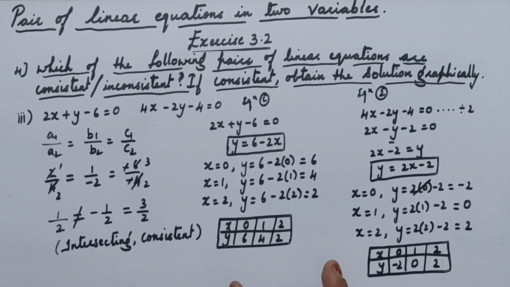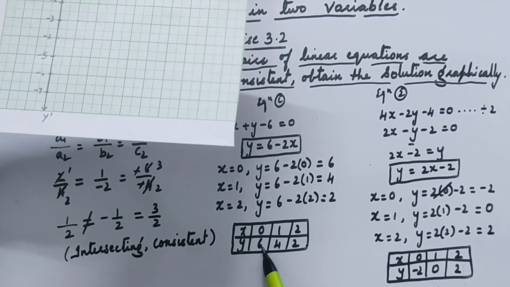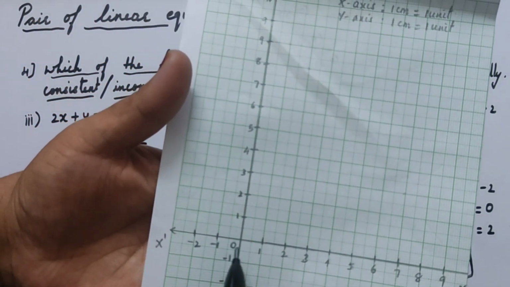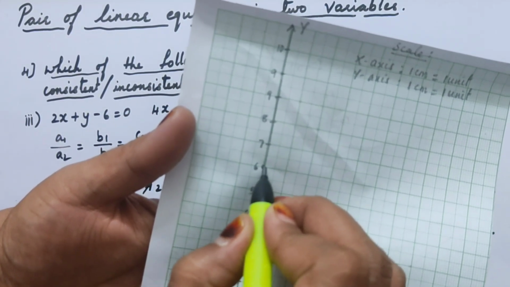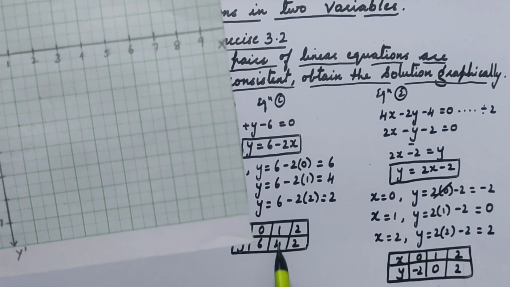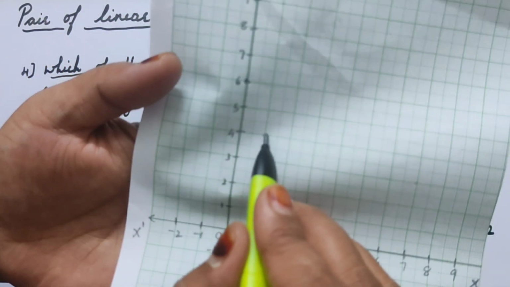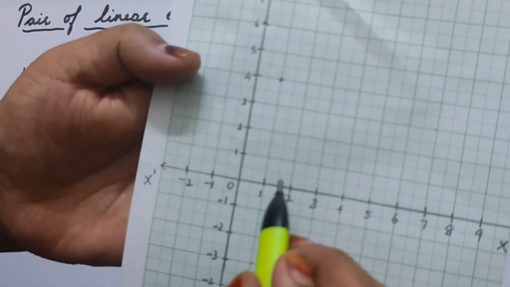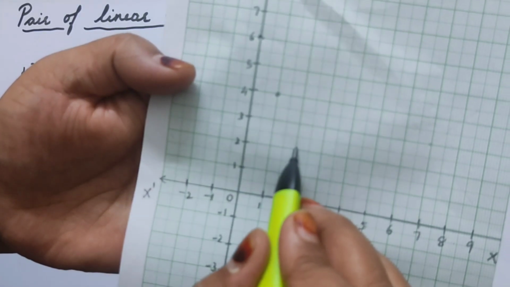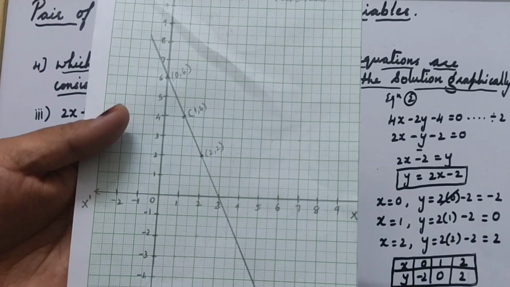Now let's plot the points on the graph students. Now first solution table will follow. 0, 6. 0 is here and 6 is on y-axis. I got the point here. Okay. 1, 4. 1 is here, 4 is on y-axis. Okay. 2, 2. So 2 is on x-axis and 2 is on y-axis. Okay, let me draw the straight line.